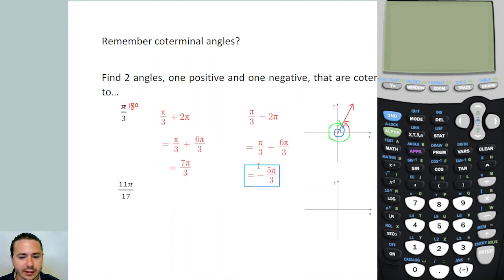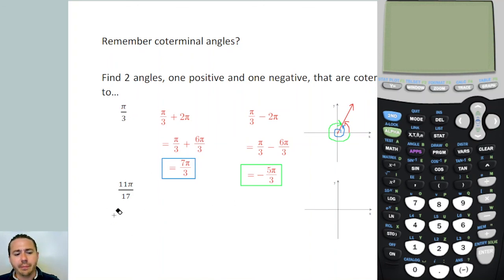You know what? I lost my blue. I just realized I lost my blue rectangle over here. So let's highlight that one in blue, highlight this one in green so you can match this up with the diagram. And there you go. So we've got one positive angle measure and one negative angle measure, both in radians, that are coterminal to pi over 3.